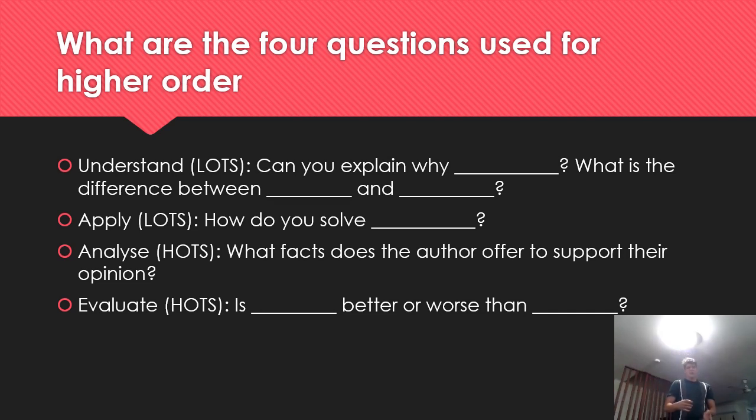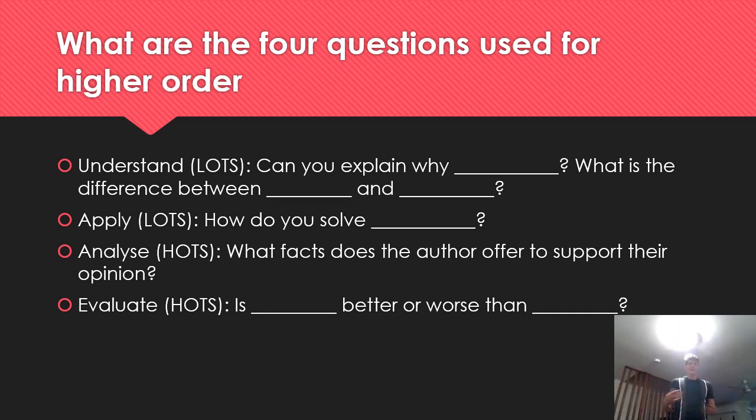Thirdly is analysis. What facts does the author, in this case the person who created the infographic, offer to support their opinion? So what are the facts and where are they getting them from to support their own opinion? Some infographics won't actually say where they get their facts, and that will come into your analysis, because we can say it can be a bit biased, because where are they getting their facts from?